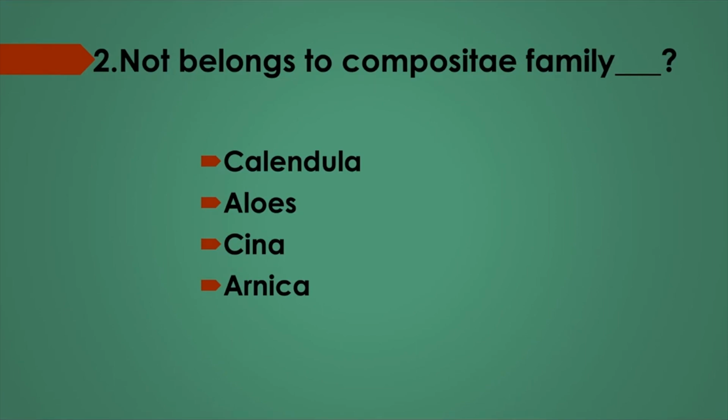Question number 2. Which belongs to Compositae family? Option A: Calendula. Option B: Aloes. Option C: Cina. Option D: Arnica. Answer: option B: Aloes.